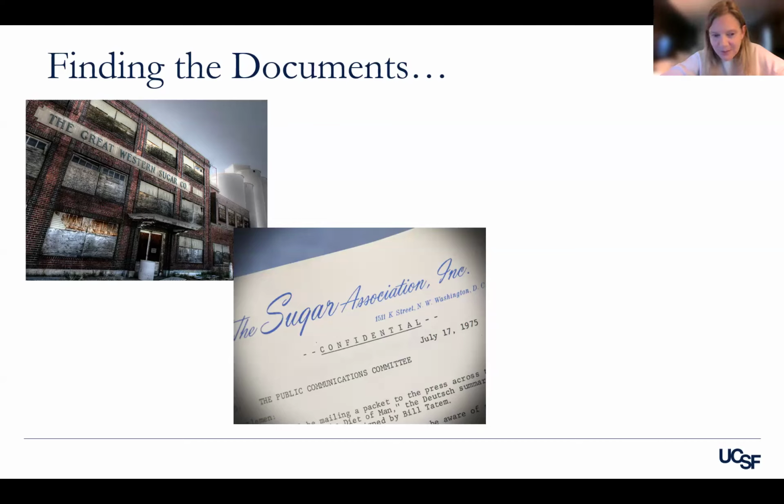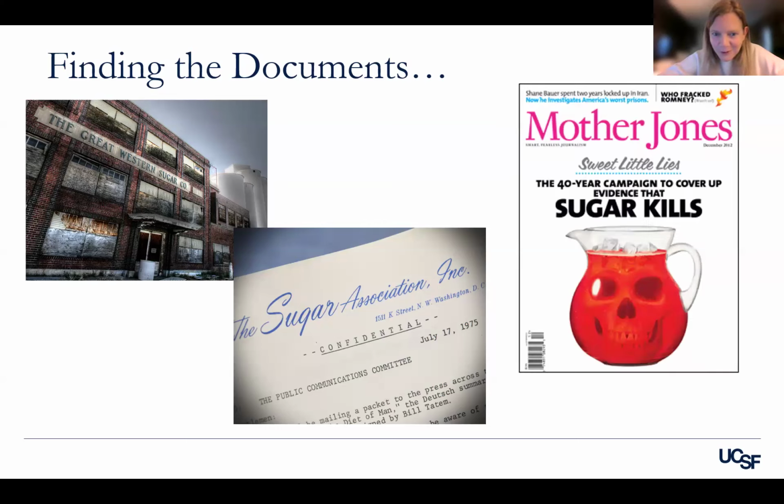And so these first documents that I found were from the Sugar Association. And as Sharon mentioned, we wrote an article called Sweet Little Lies. And we were able to tell the story of how the Sugar Association influenced the US Food and Drug Administration to essentially exonerate sugar from being linked to chronic disease. And we detailed all their public relations strategies. This was back in 2012. And this was another career pivot.